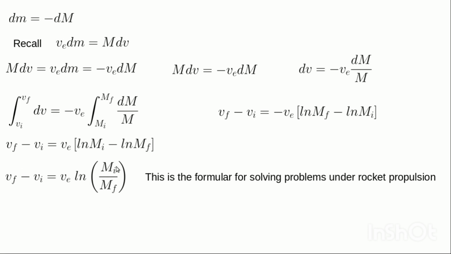Our initial mass here is the mass of the rocket plus the fuel, while this Mf is the mass of the rocket without the fuel, because the fuel is being used up.